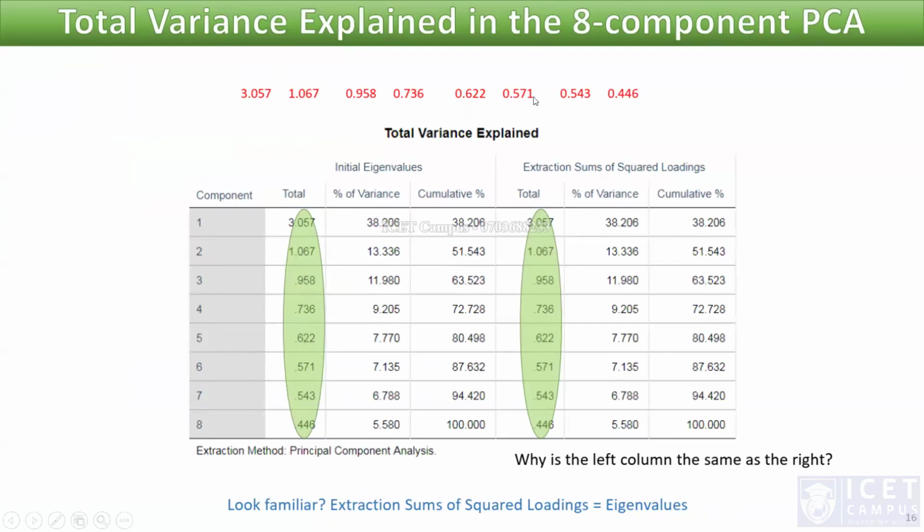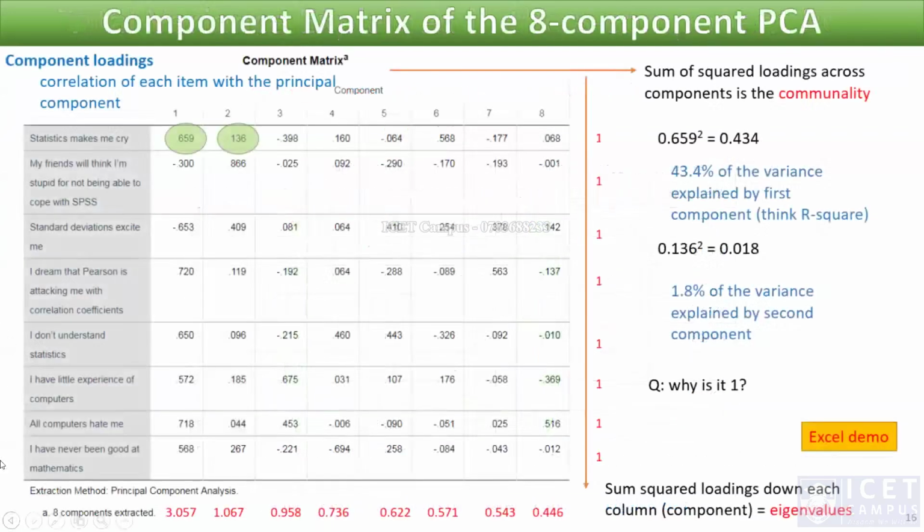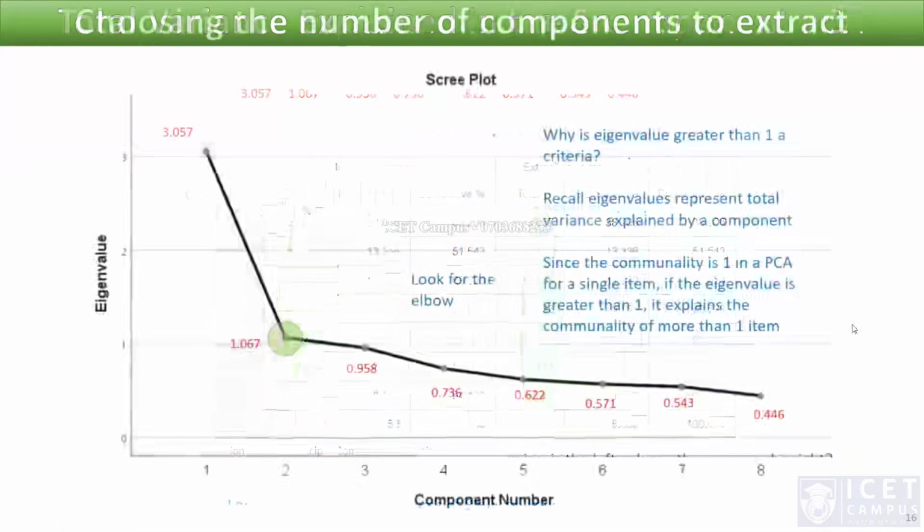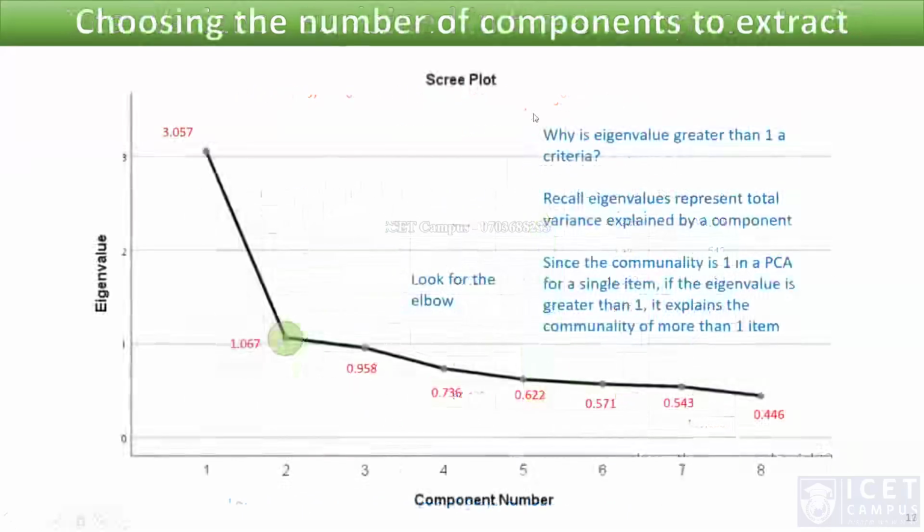These are the eigenvalues, because we calculated these things. Here you can see these eigenvalues like this. The initial eigenvalues are like this, and the extraction sums of squared loadings remain the same because we didn't use any rotation method. Later on, we will discuss what happens to these initial eigenvalues if we use rotation methods.